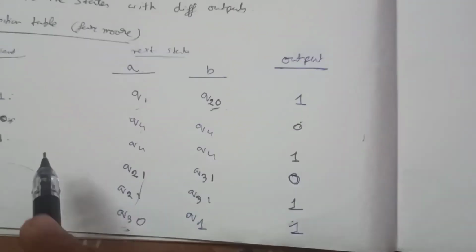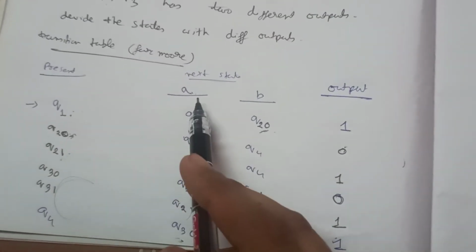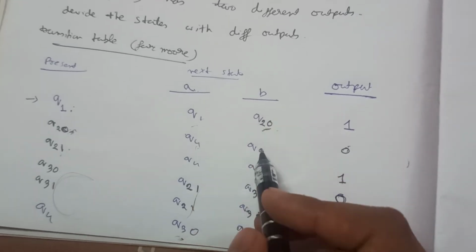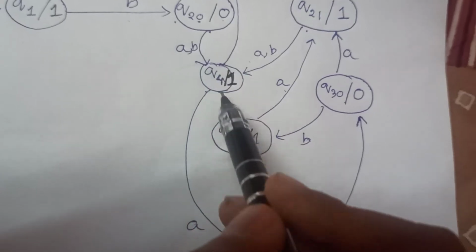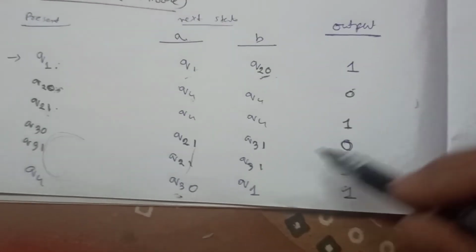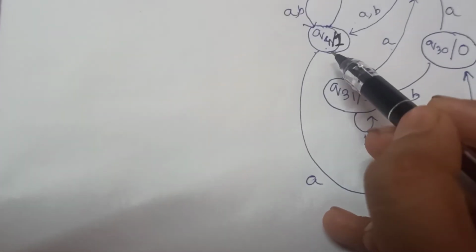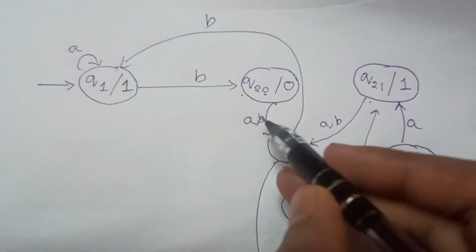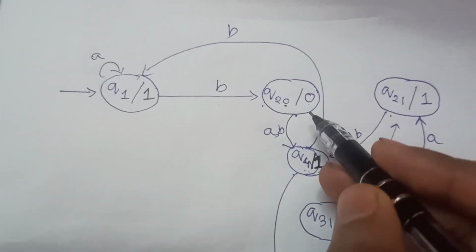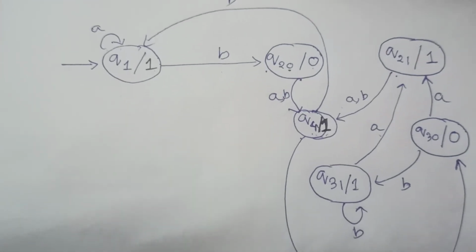Now see, for q20, for input symbol a it will go to q4, and for b it will go to q4 only. So for input symbols a and b it will go to q4. And what is the output of q4? From here the output of q4 is 1, so it will go to q4 with output 1 for both a and b.